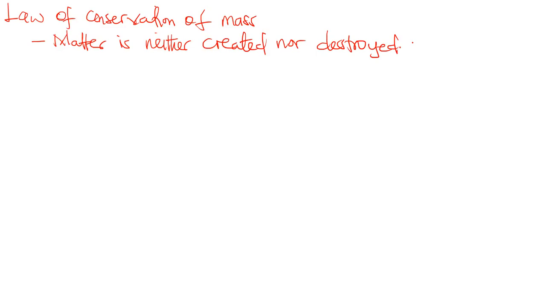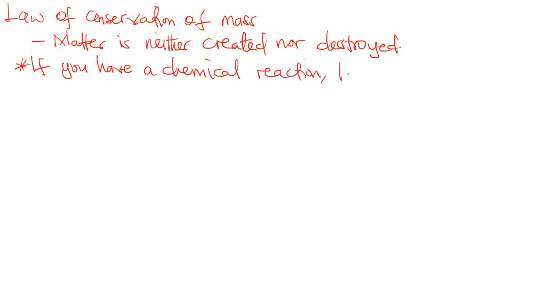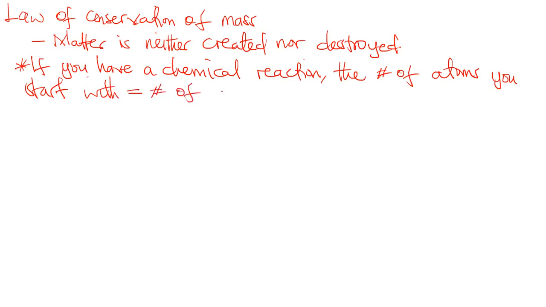which means if you have a chemical reaction, the number of atoms you start with should be equal to the number of atoms you end with. And because of that, we use balanced chemical equations to fulfill the law of conservation of mass.